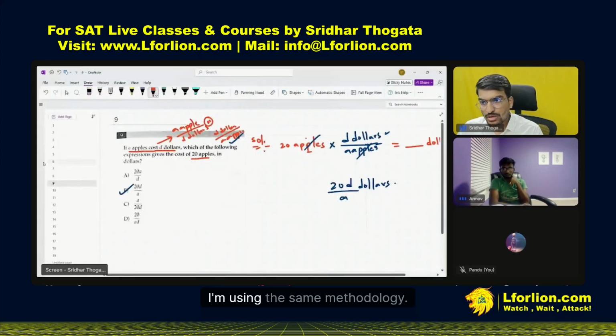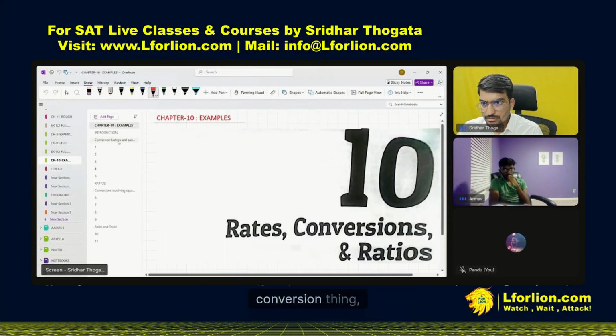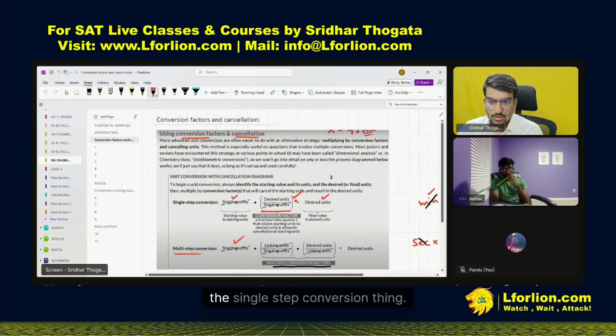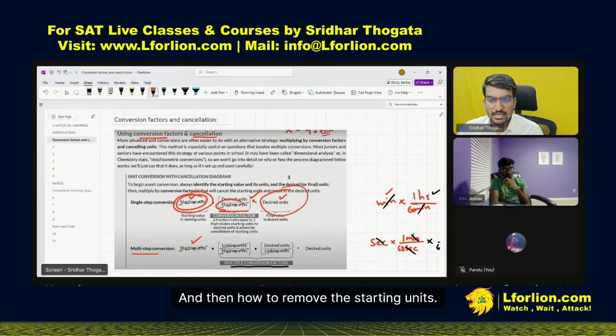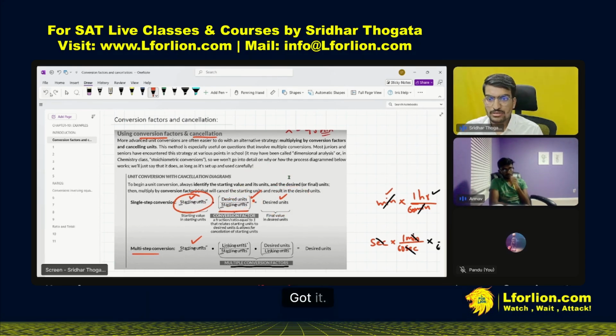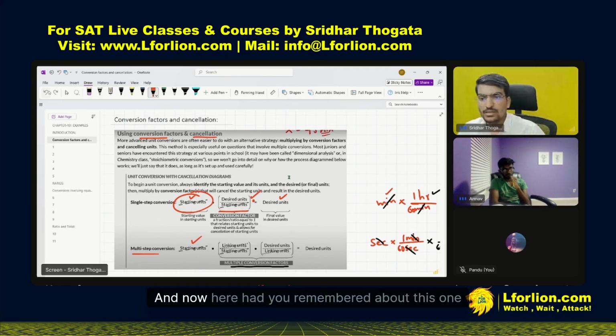Same story, I'm using the same methodology, the conversion thing that I taught you, the single step conversion: starting units, desired units. That's what I'm focusing on, and then how to remove the starting units. I'll write the denominator as the starting units to match, and then I'll write something else to get the desired units. Got it?